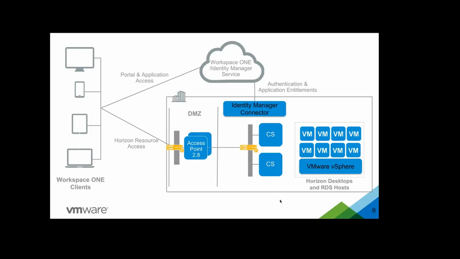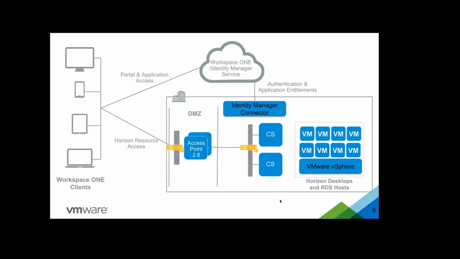So this slide shows you a common Horizon deployment where Workspace ONE is hosted in cloud and provides single sign-on and authentication for the users, for on-prem users. So users could be either coming from Workspace ONE client or Horizon View client. In the DMZ, we have Access Point appliances, which is the unified gateway from VMware. In order to provide high availability and scalability, we recommend deploying Access Point appliances behind a load balancer.